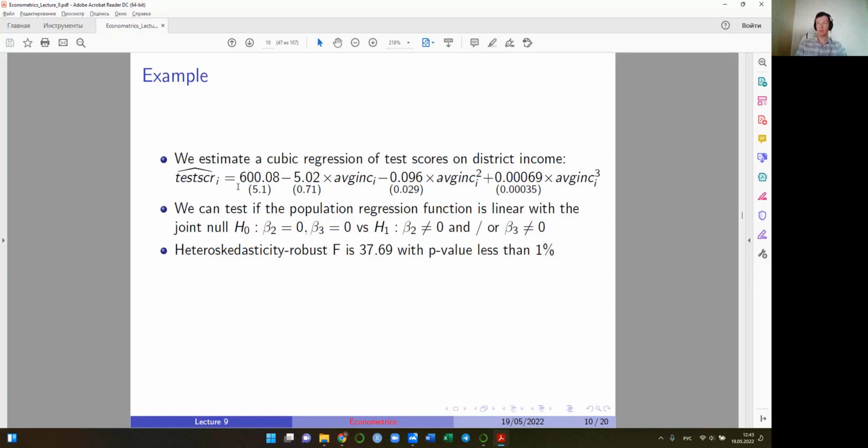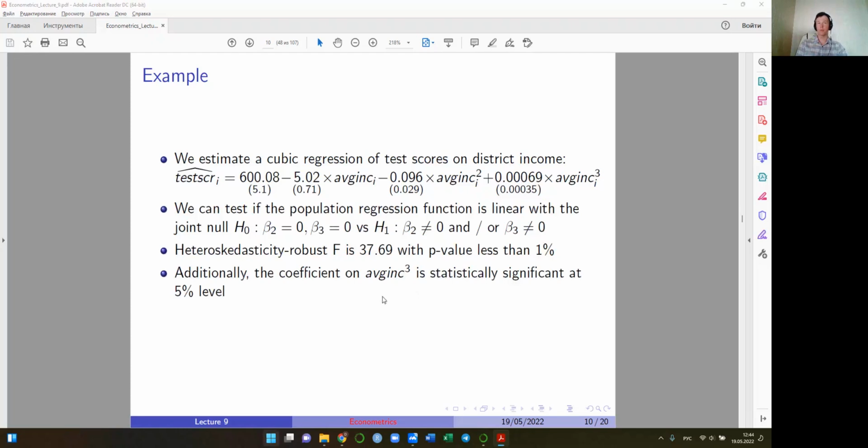And now we can also compare the quadratic specification with the cubic one. And how to do this? Easy. We just look at the significance of this single coefficient. If we want to test whether quadratic or cubic polynomial fits better, we simply look at the significance of this cubic term. And we see that the coefficient of average income cubed is statistically significant, but only at the 5% level.